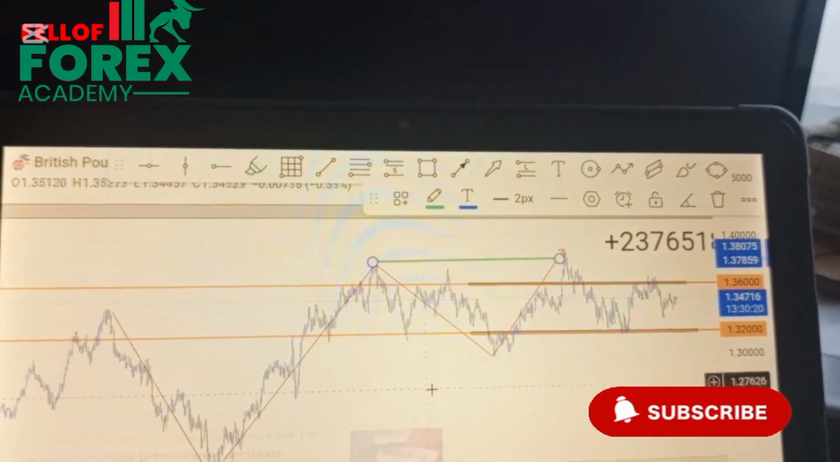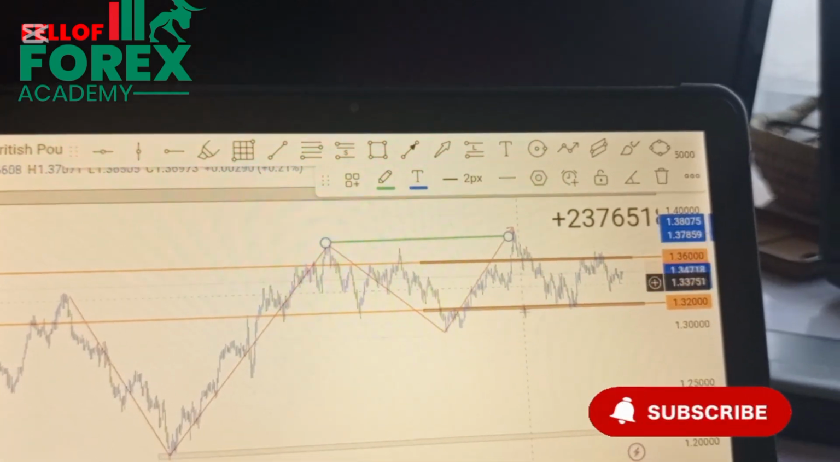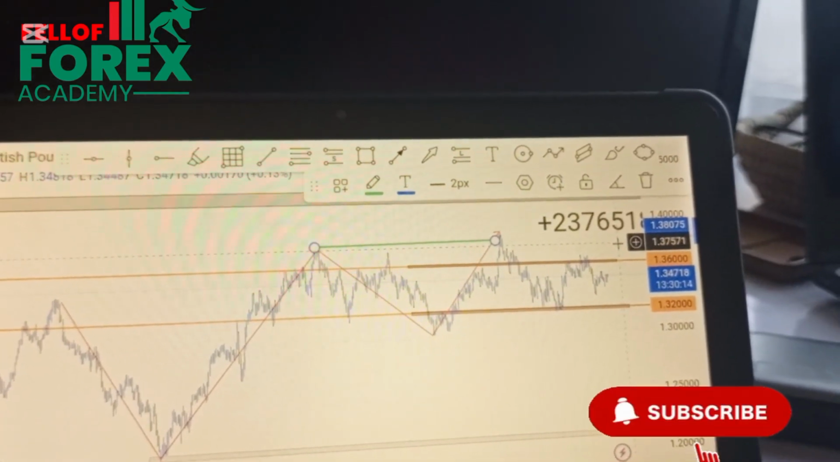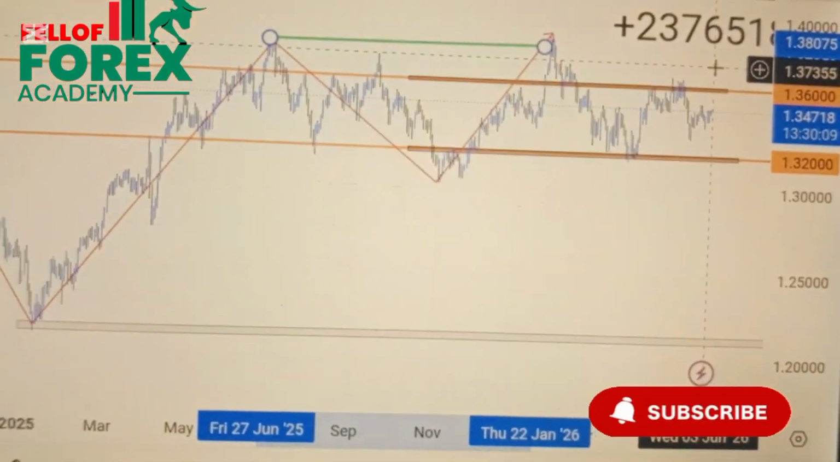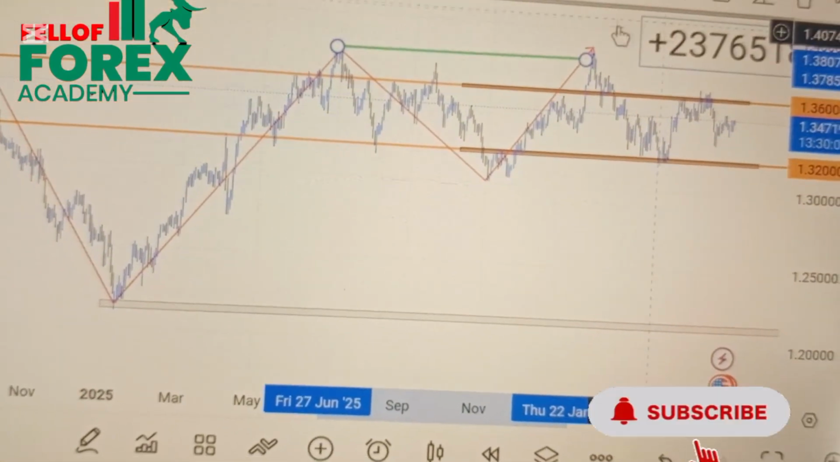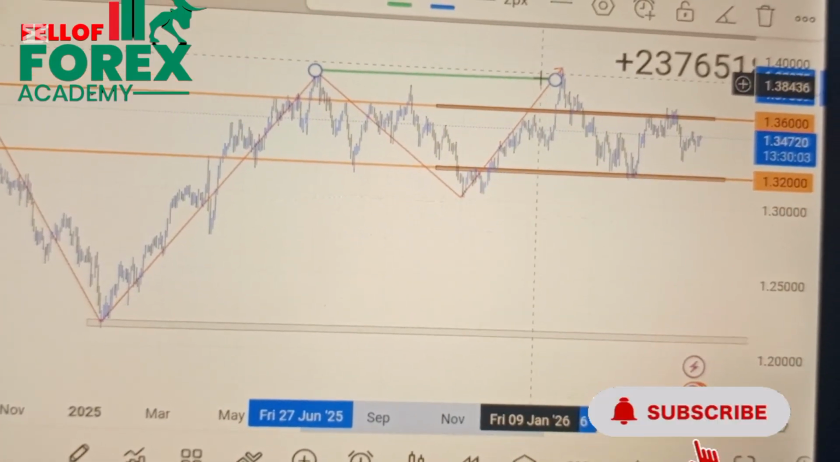And since then, price has neither taken out the lows nor the highs, which means overall, we are still in an uptrend. That's the first thing you have to know. Overall, we are still in an uptrend, okay? Because price has not taken out the low, neither has it taken out the highs.